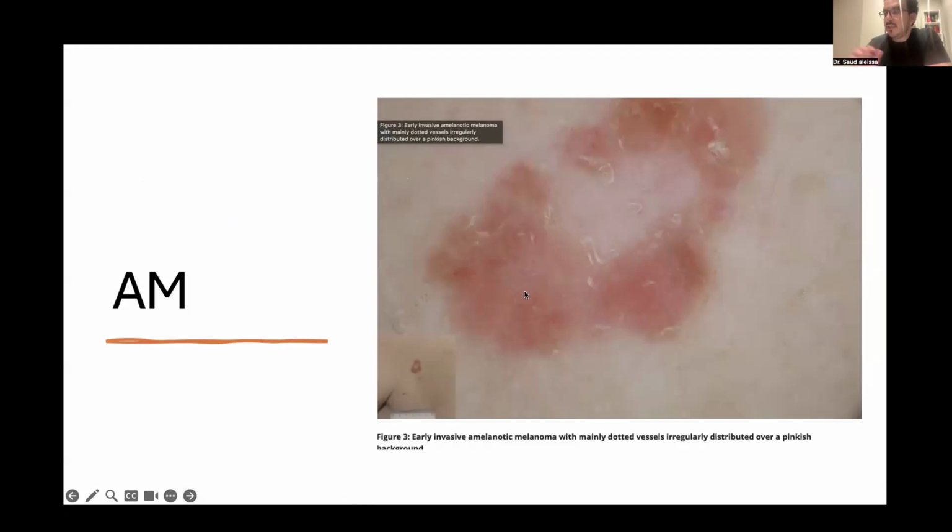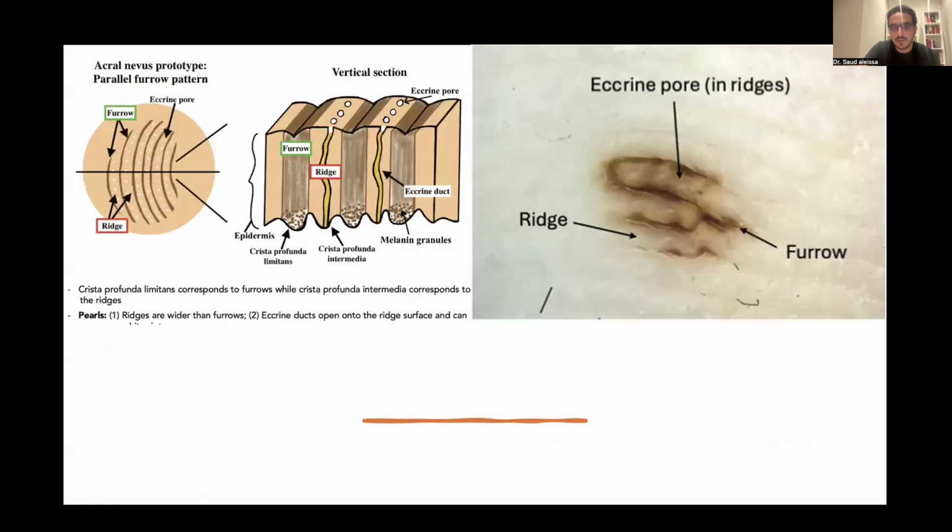This is probably a dermatologist's worst nightmare, amelanotic melanoma, because it can be easily missed. It looks like nothing, like a pink spot. And it's really, really hard to pick up on exam or even on dermoscopy. One of the things that you can see is these dotted vessels over this pinkish background. But to be honest, they're really hard to pick, and you can miss them easily. So hopefully you can pick them up with good dermoscopy.